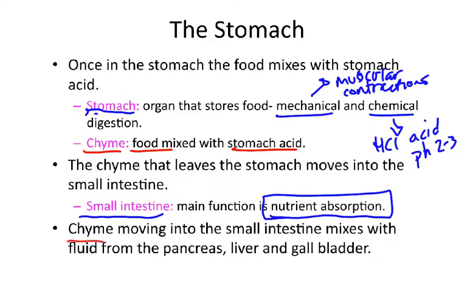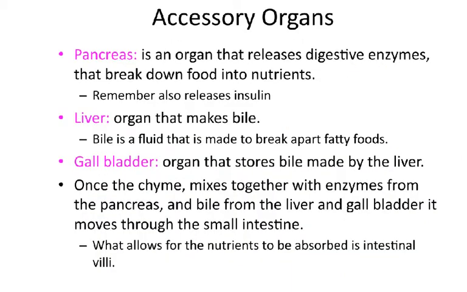Upon entering the small intestine, you mix your chyme with fluid from the pancreas, liver, and gallbladder, which are going to secrete extra digestive enzymes targeting fats and carbs, and helping to break those materials down into their simpler subcomponents. So your pancreas is that organ that releases digestive enzymes that break down food into subcomponent nutrients. It's also responsible, as part of the endocrine system, for releasing insulin, okay? Separate functions, so it's one organ that's part of two different systems.